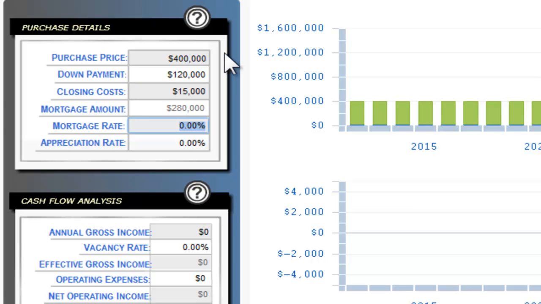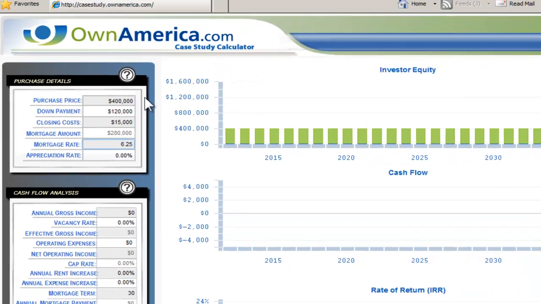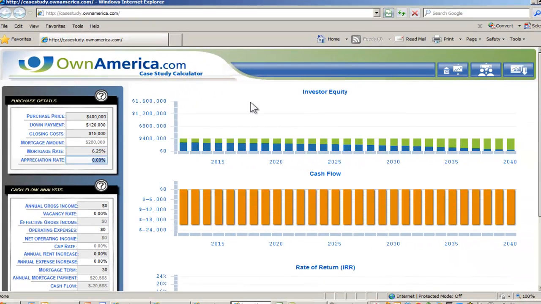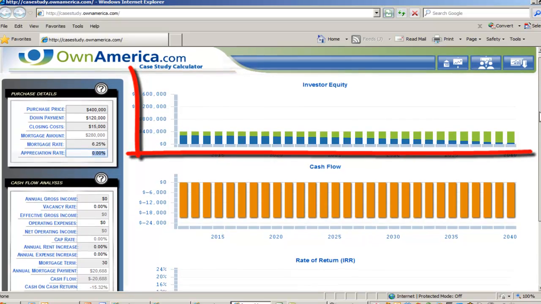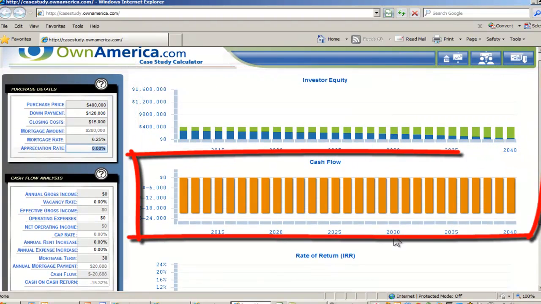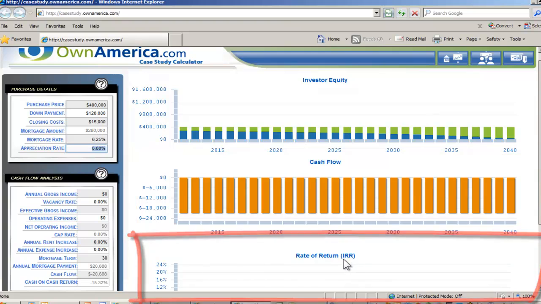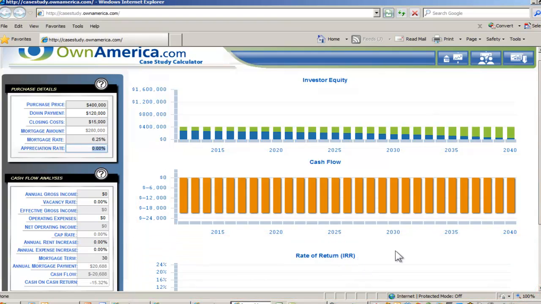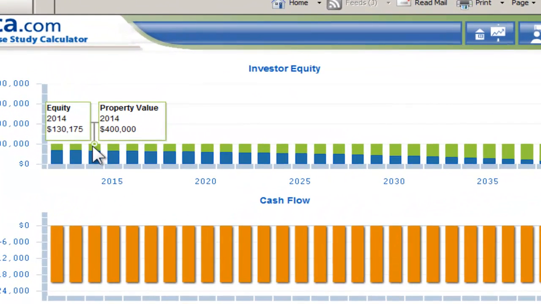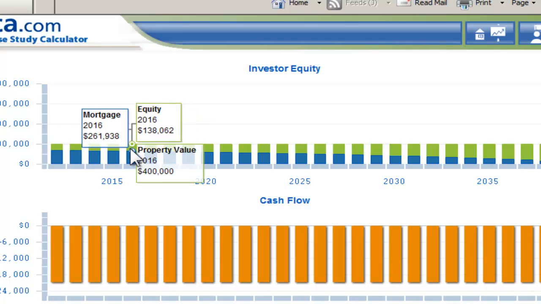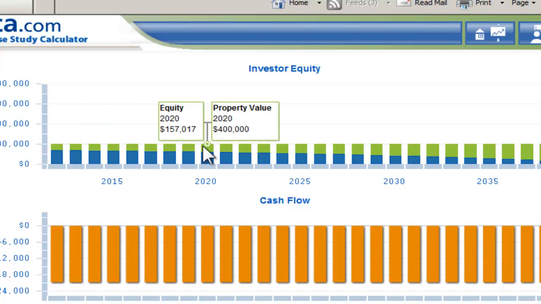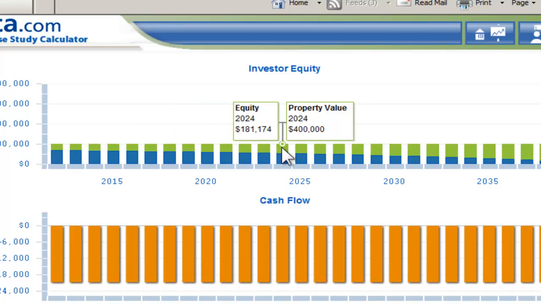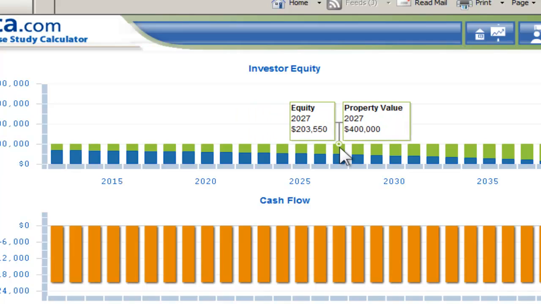My mortgage amount calculates for me, and I'm going to put 6.25%, a little higher than what's available today, but I'm being conservative. So the first thing you see is that I've got 3 charts on the right-hand side here. I've got investor equity, cash flow, and rate of return, or IRR, internal rate of return. As I fill these numbers in, these charts are going to populate. So the first one shows me a line that shows the property value staying stable, or stagnant, I should say, at $400,000, but my mortgage payments are building equity by virtue of amortizing my loan. So I can see out into the future that I'm building equity each year by virtue of paying my mortgage down.